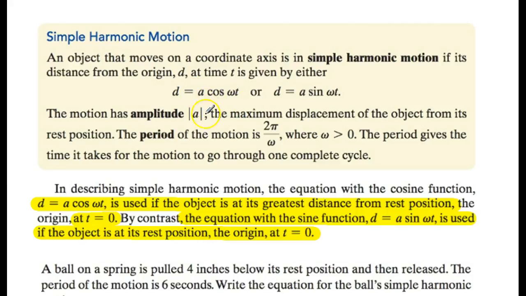All right, A is our amplitude. That's how far we're displacing it from the equilibrium point. And the period is just how long it takes it to go through one cycle, just like it was before. All right, now notice that we're using omega in the place where we had b before, the number that's being multiplied by the input. So t is our input here.